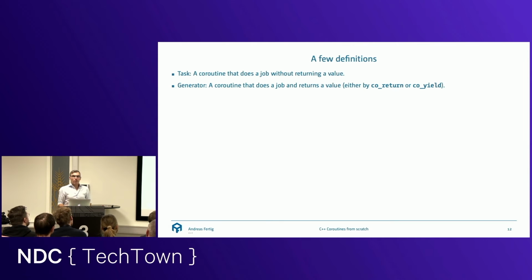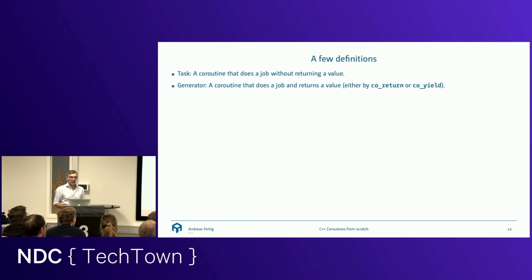A few definitions before we continue. For the rest of this talk, I will refer to a task as a coroutine that does a job without returning a value. Just has a job. It's a task. I will refer to a generator as a coroutine that does a job and returns a value, either by co_return or co_yield.